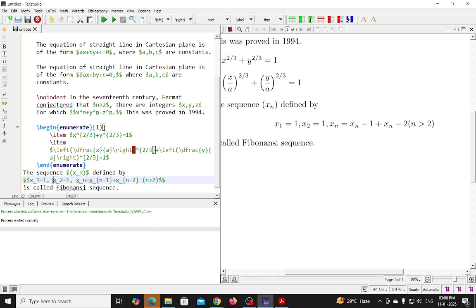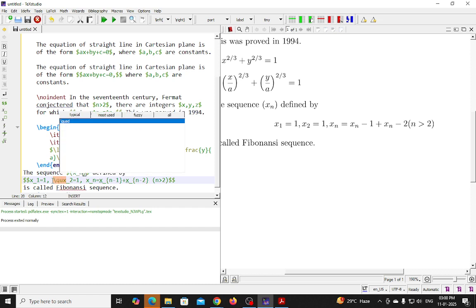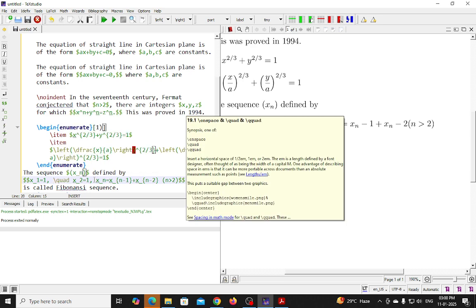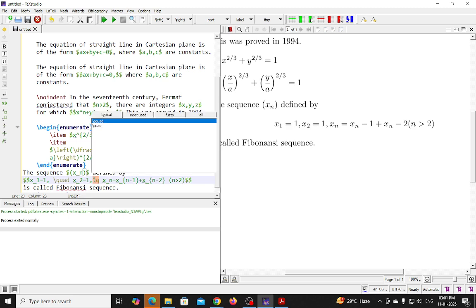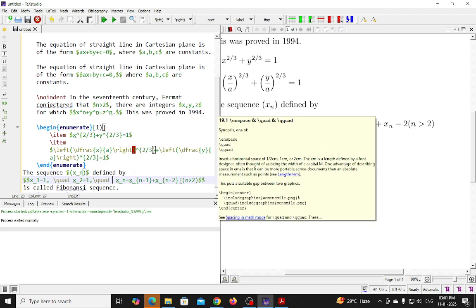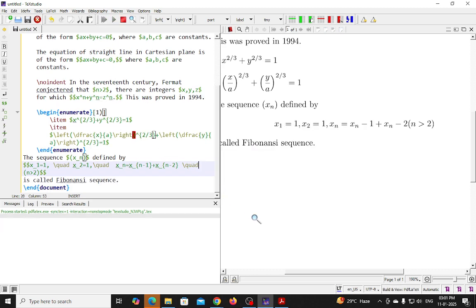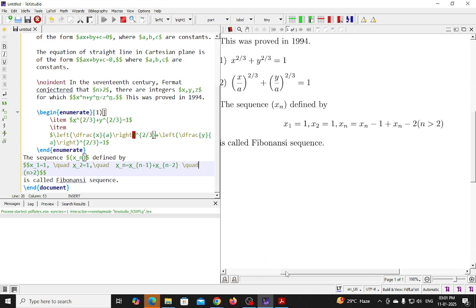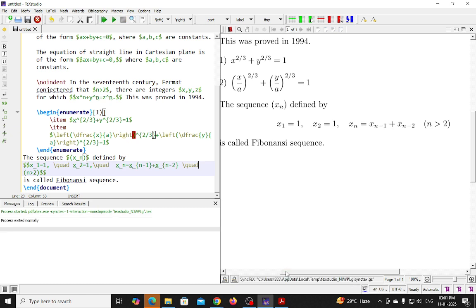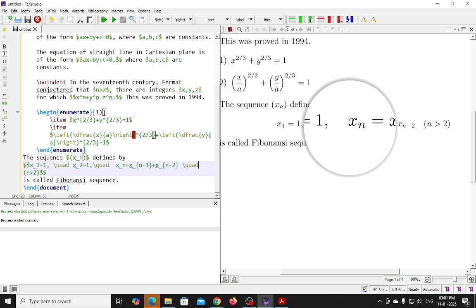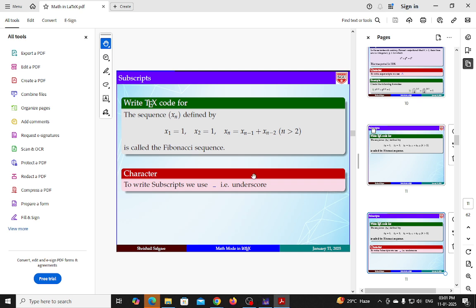For getting a space, simply you have to use quad, and after x2 also simply use quad, and again I think here we are having quad, and once again I will compile. Now you can notice the space is coming. If suppose 2 quad is required, then backslash qquad you can write. Okay. Now I will give one example that you practice.